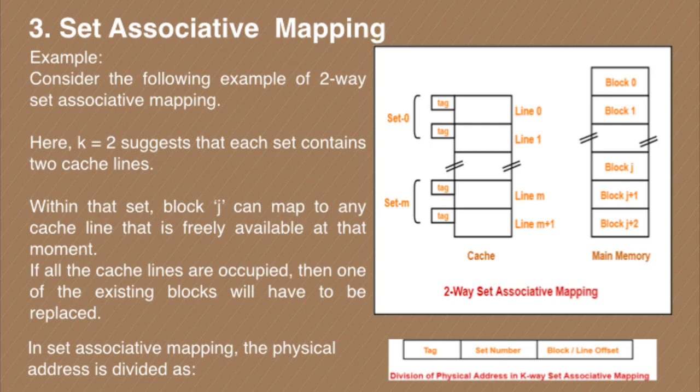Within that set, block J can map to any cache line that is freely available at that moment. If all the cache lines are occupied, then one of the existing blocks will have to be replaced. In set associative mapping, the physical address is divided into three sections: tag, set number, and block.